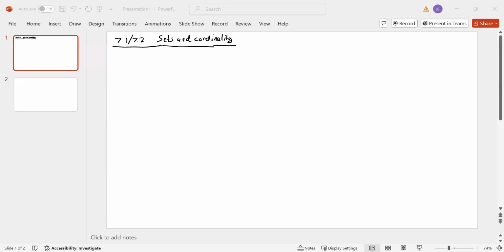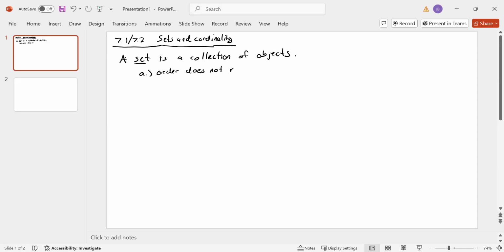So we're going to begin first with sets and cardinality. Just some basic fundamental information before we do examples. Remember, a set is a collection of objects. And there are two aspects of it. Number one, order does not matter. And number two, no duplicates. So no duplicates in a set. We only have one of those objects, right? So that's what a set was.